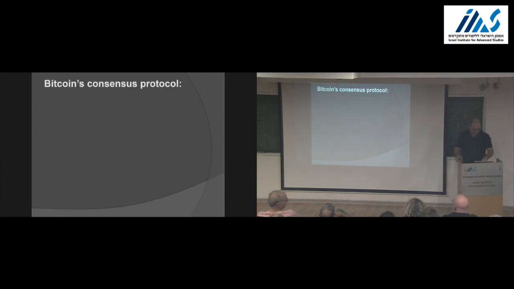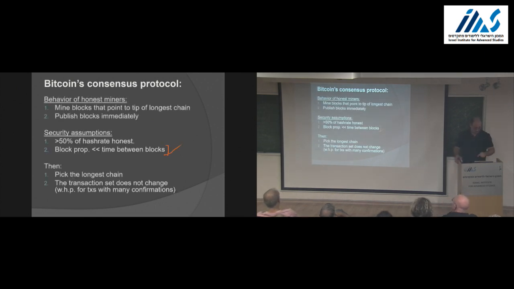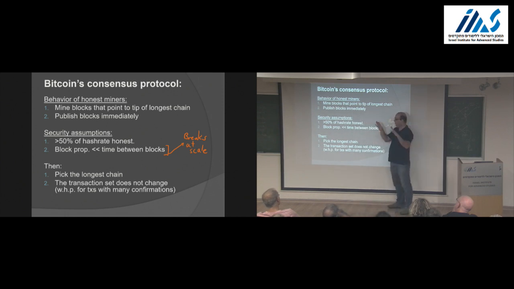And what I want to try and show is that you can actually scale to higher block rates and maintain security. So maybe the place to start is with the Bitcoin consensus protocol. Let's recall what Nakamoto did. You're supposed to mine blocks that point to the longest chain in the Nakamoto consensus, and you're supposed to publish them immediately. That's the basic rule.